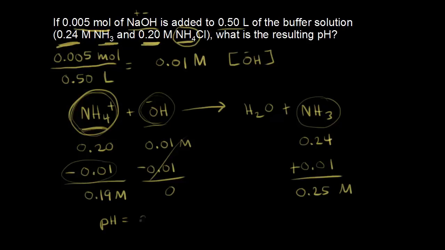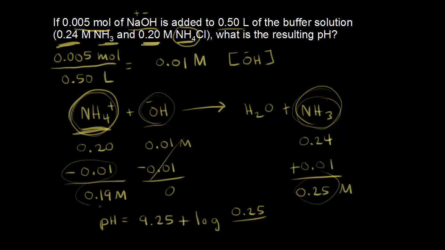We already calculated the pKa to be 9.25. And then plus the log of the concentration of base, right? That'd be NH3. So the concentration of 0.25 molar, over the concentration of our acid, right? And that's ammonium, so that's over 0.19.